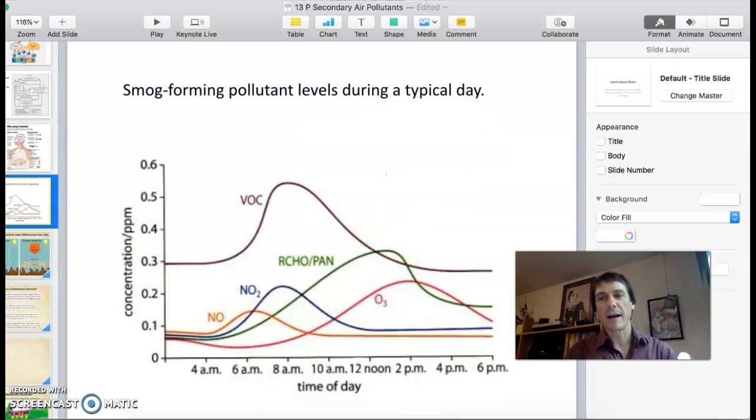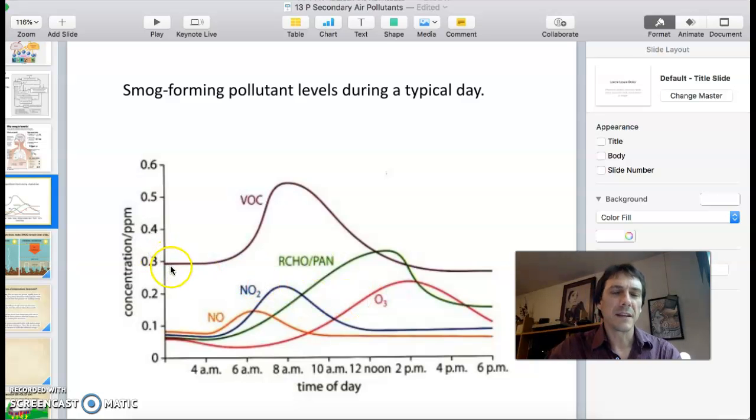And then I love this graph. This graph shows a lot, and this is an AP exam graph. You might see this. Here you have your VOC, and your NOx. If we look, this is the time of day. We start at 2 a.m. and go through the day until 6 p.m. And this is the concentration of these particular ingredients that form smog, right?